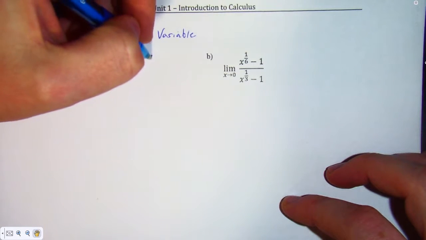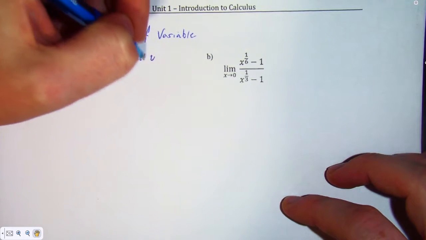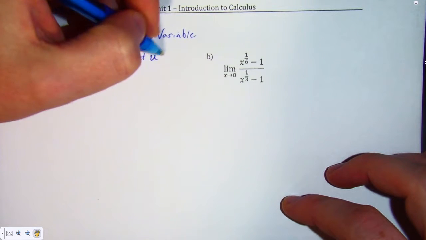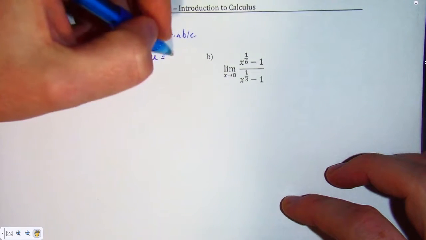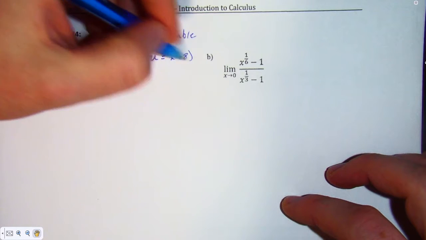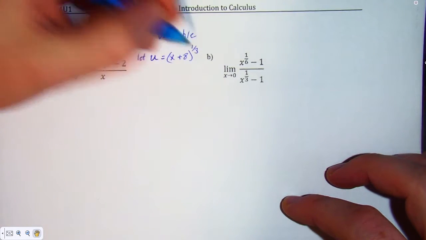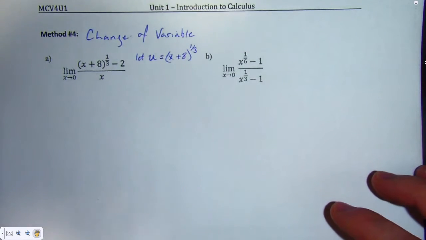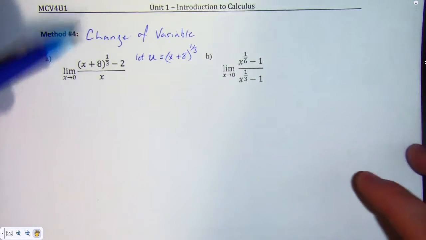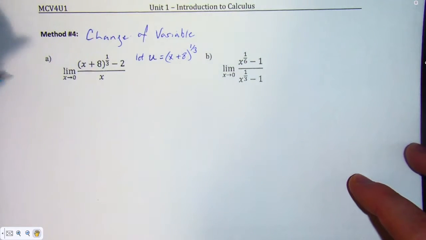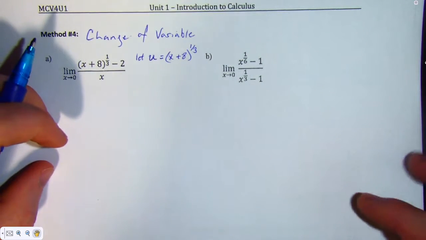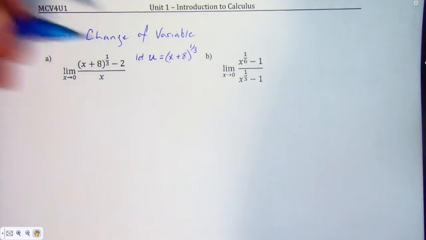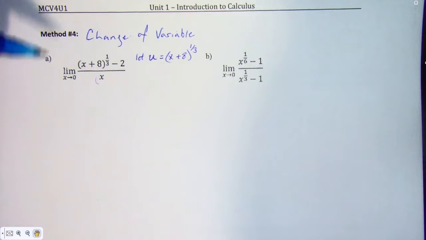So I'm going to instead say, let u equal (x plus 8) to the power of 1/3. Now what this does is let us replace all that stuff we don't really want to deal with with a u, so that this whole section will kind of disappear. Now you can't just do that, because we do have other x's there. You have to change all of the x's if you're going to do this.